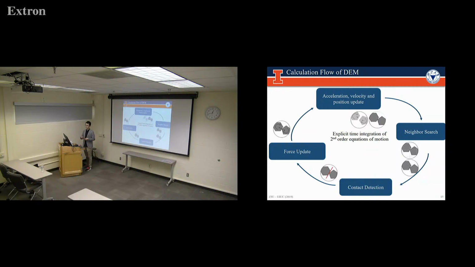The whole calculation flow of DEM can actually be summarized very simply in 3 steps. First, we start with the force update, and then once we obtain the updated forces, we can update the acceleration, velocity, and positions of our particles. Once we have updated all this mechanical and geometrical information for the particles, we do a neighbor search and then a contact detection to see which particles are interacting with each other. Once we have found those interacting particles, we again update the forces, and this is going to be a loop for the calculation.